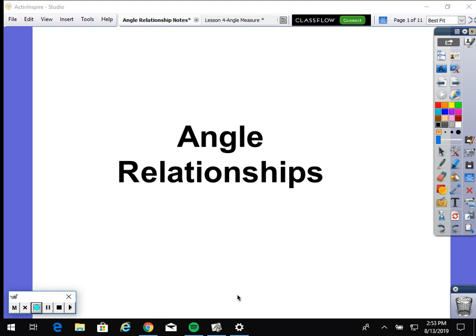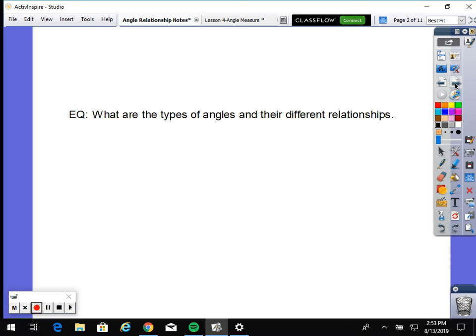Okay, so this video is going to be about angle relationships and the different kinds of angles. Our EQ is: what are the types of angles and what are their different relationships? So make sure you get that down in your notebook.